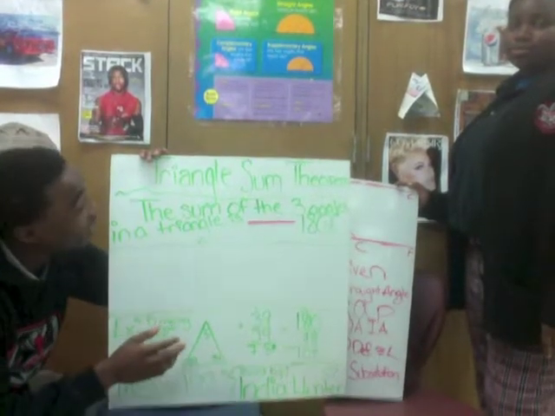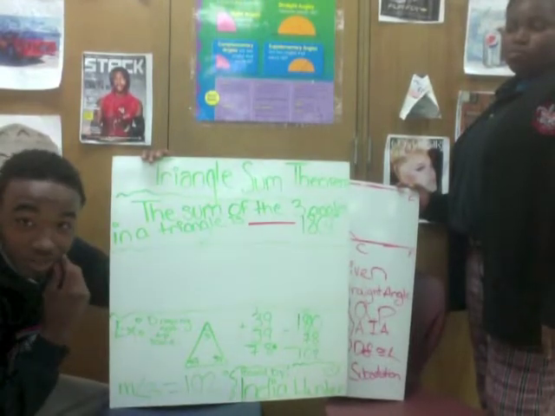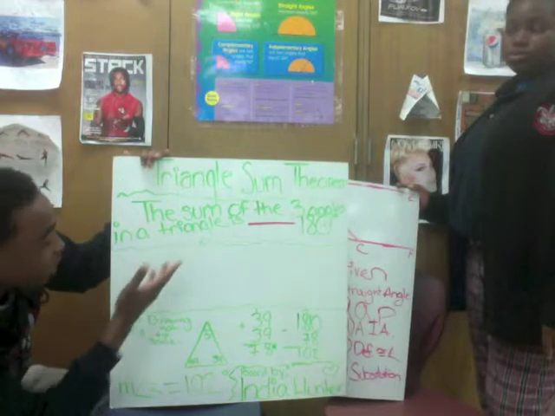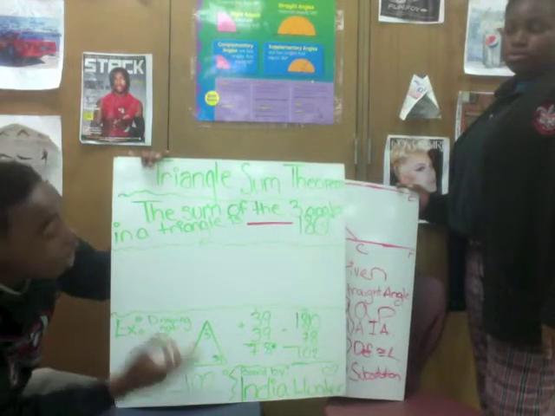Hello. Today we're going to learn about the triangle sum theorem. The triangle sum theorem: the sum of the three angles in a triangle is always 180.